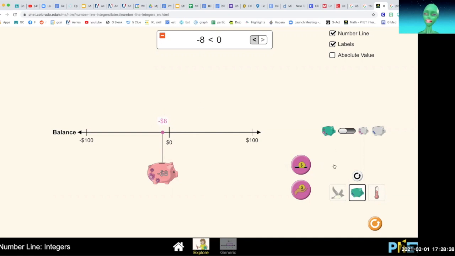So now if I get paid $10, how much money will I have? I go from -8 and I'm adding $10 to it. Well, let's start at -8. 1, 2, 3, 4, 5, 6, 7, 8, 9, 10. I have $2. Very good.